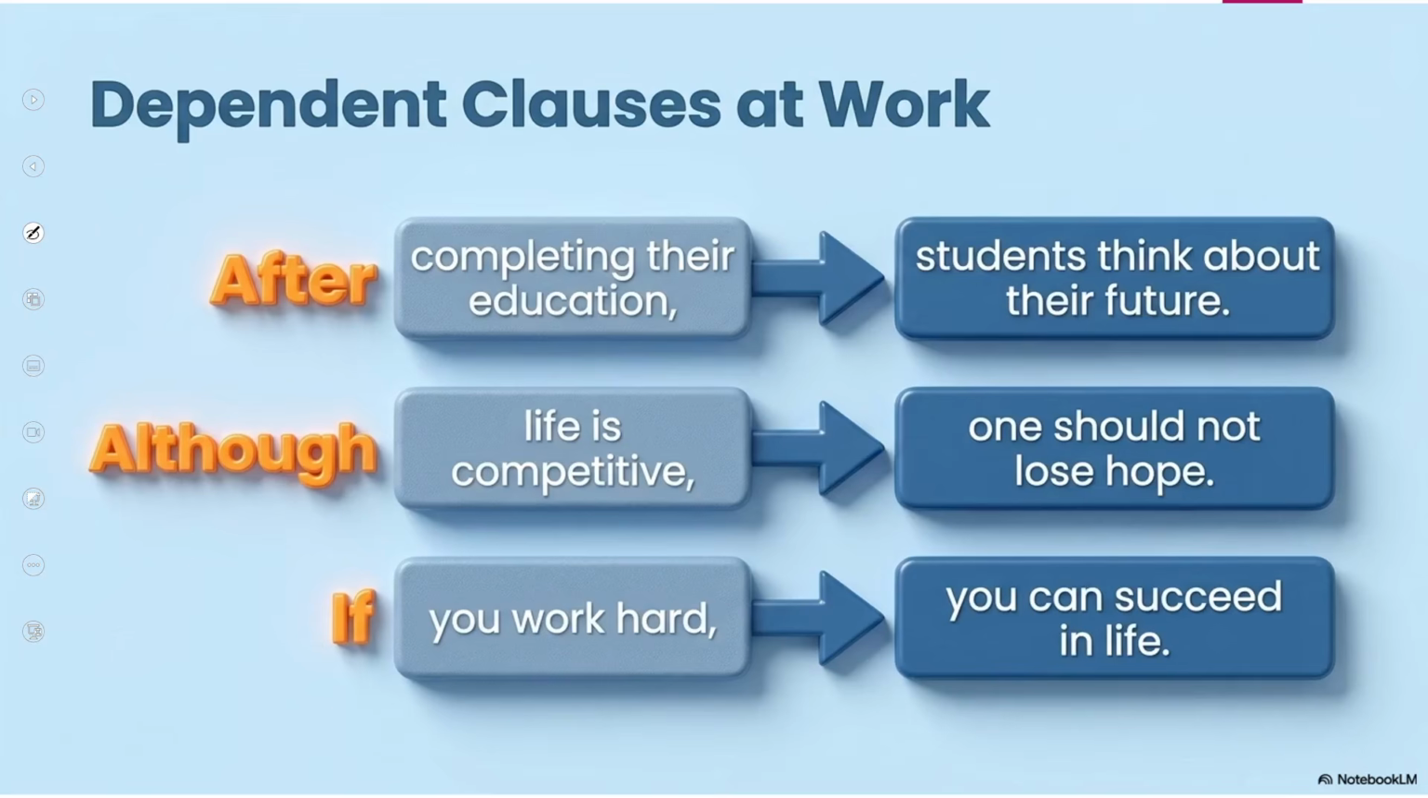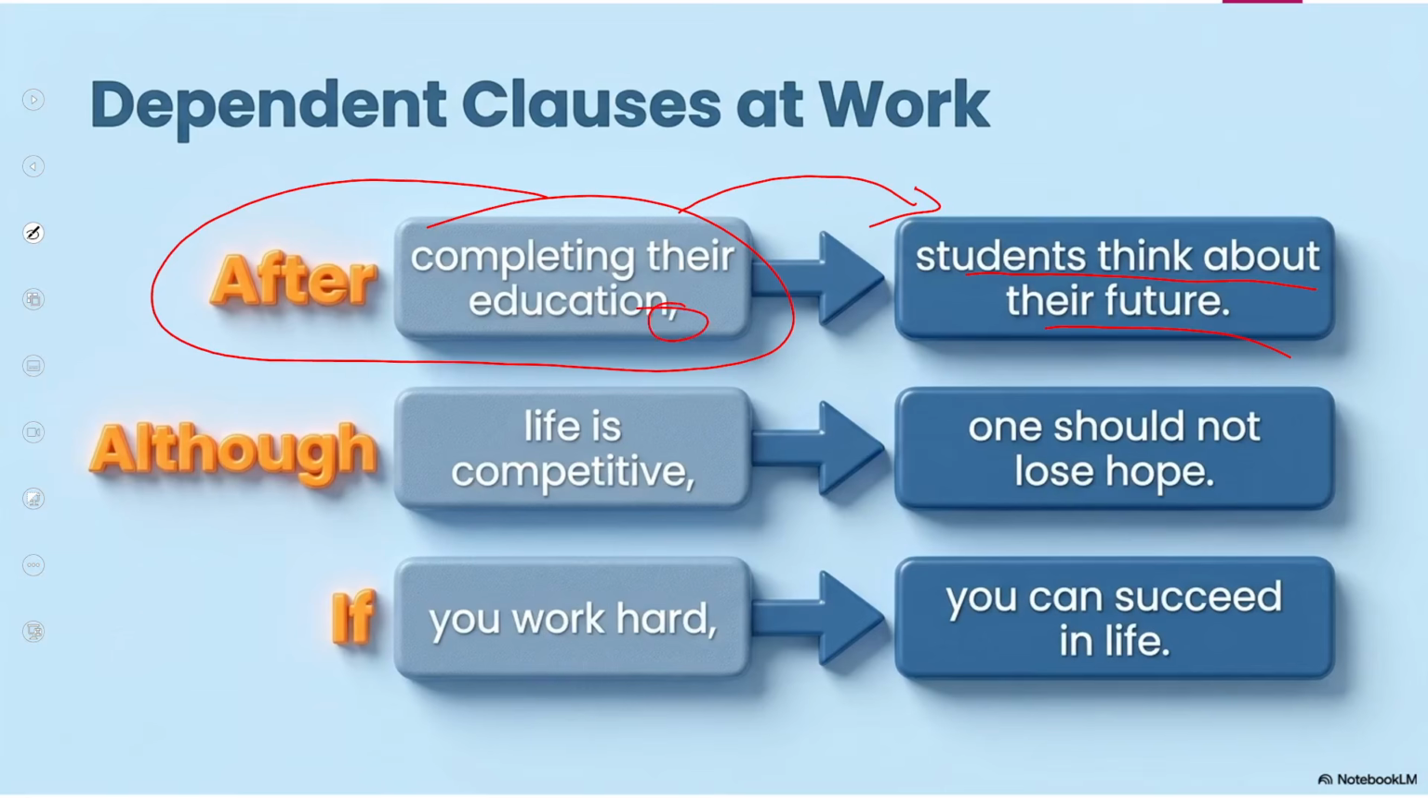Here we have an example. After completing their education, students think about their future. If you look at the first part of the sentence, it is dependent for its complete meaning on the independent clause. And there is an important thing. We add a comma after the dependent clause.